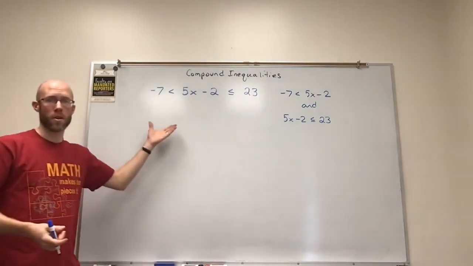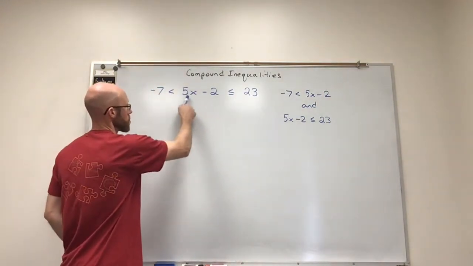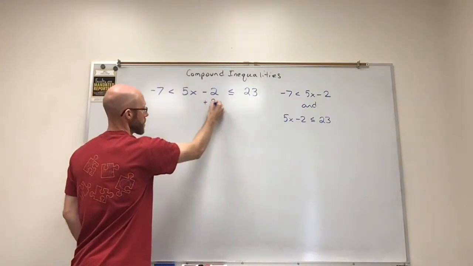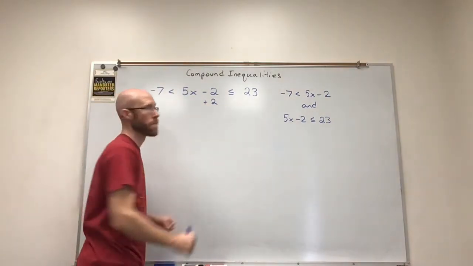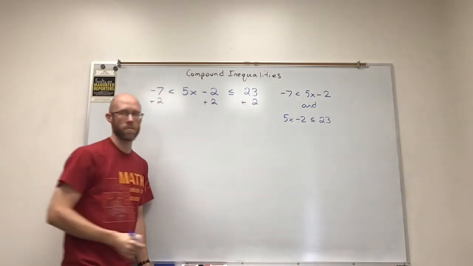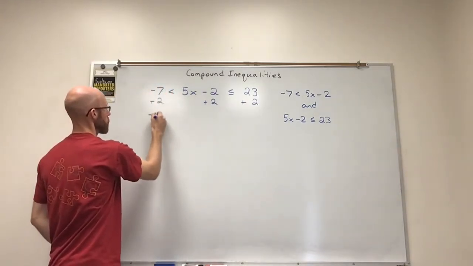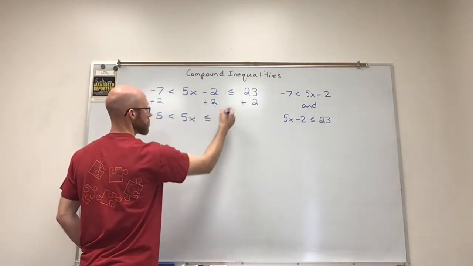Okay, so the three-part inequality is essentially the same thing. So here, to solve for x in the middle, I would add the 2. When I add the 2 to the middle, I need to do that to both the left and the right side also. Whatever you do to one part, you must do to the other two. Okay, so I add 2 to all three parts. This gives me -5 is less than 5x, which is less than or equal to 25.